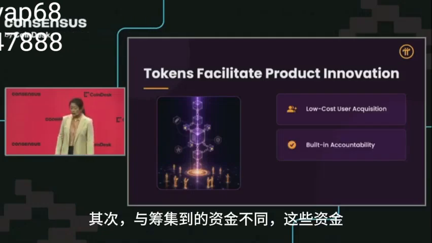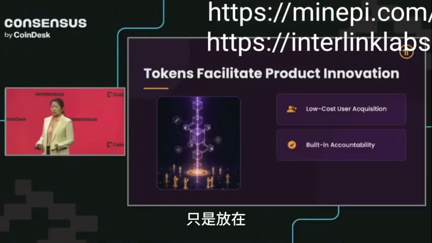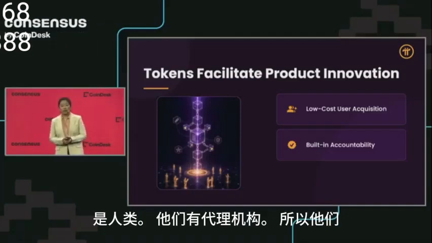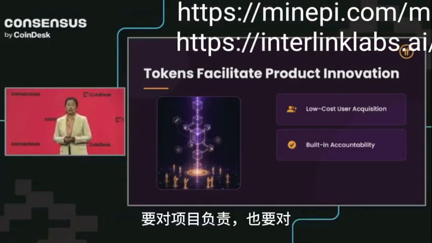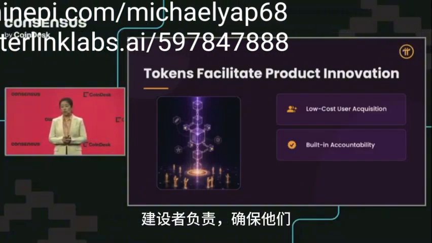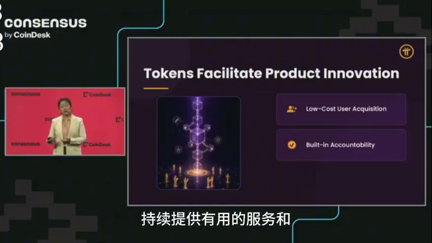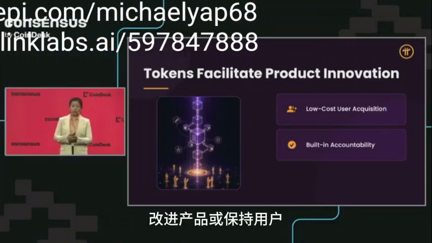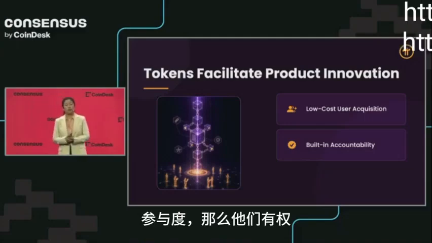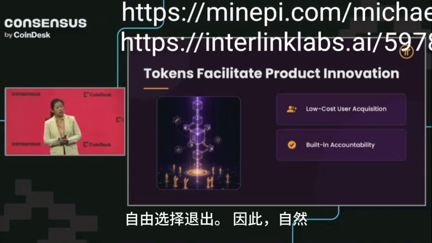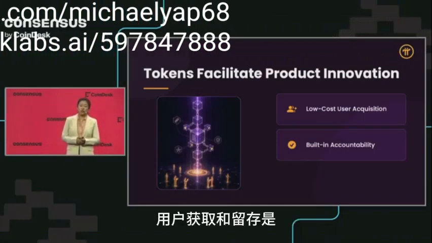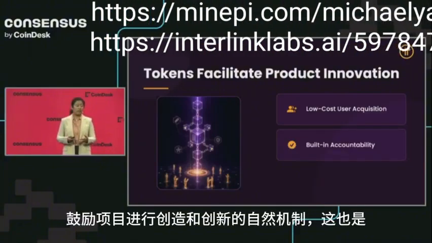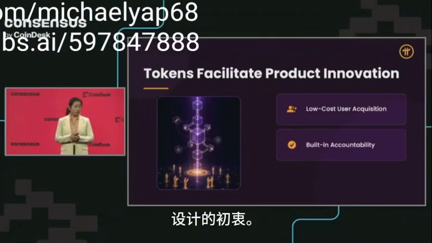Second is that unlike the capital raised, which is just sitting in the wallet of the project party, users acquired are humans. They have agency. So they keep the project accountable, the builders accountable, for providing ongoing useful services and engagement. If the projects fail to improve their product or keep the engagement, then they have the agency and the free choice to leave. So organic user acquisition and retention are natural mechanisms by which projects are encouraged to create and innovate, which is the original intent of the design.